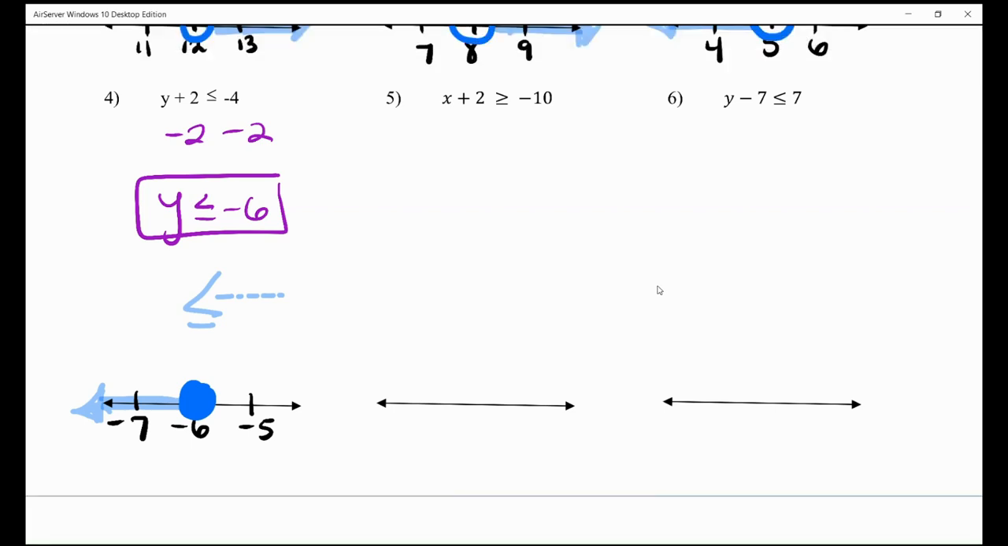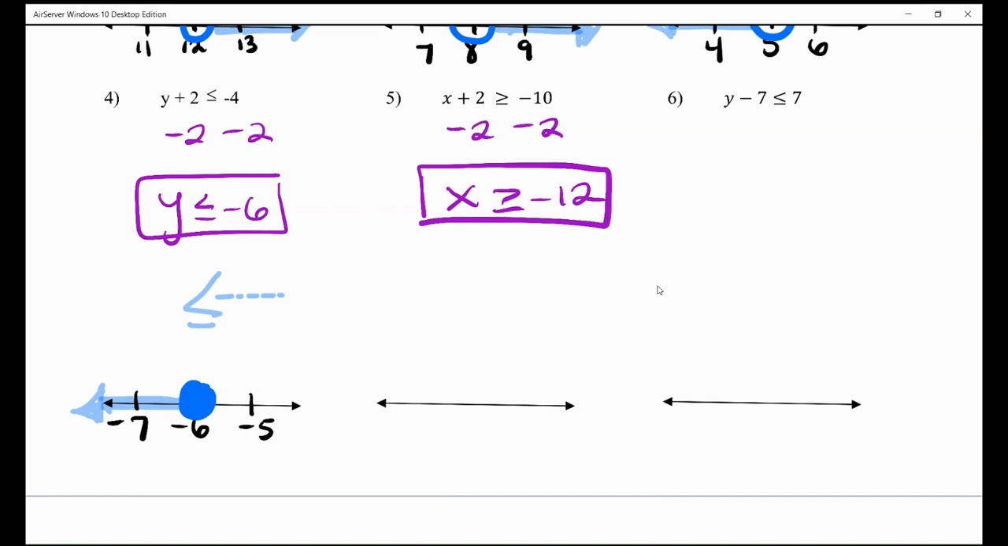For 5, we have x plus 2 is greater than or equal to negative 10. So the inverse operation would be to subtract 2. So we get x is greater than or equal to negative 12. So put negative 12 in the middle and make sure your number line is increasing. Negative 12 is a possible solution, so we want a closed circle because it's equal to, and it's all values greater than or equal to, so we're going to shade to the right.